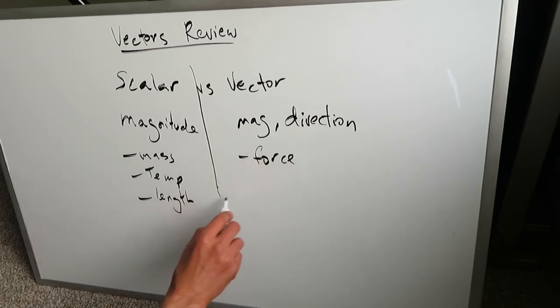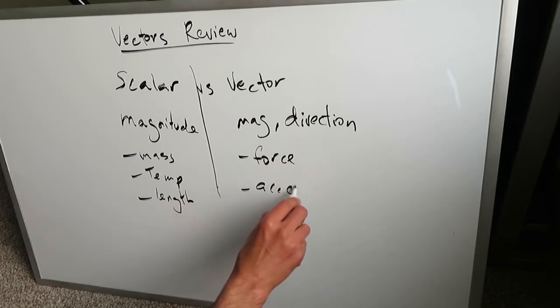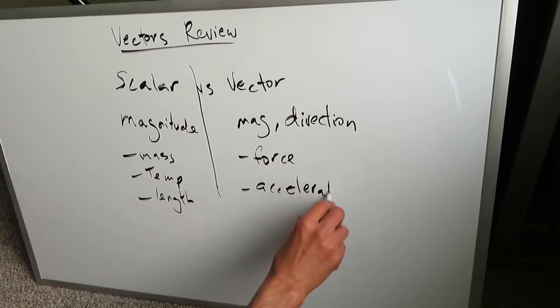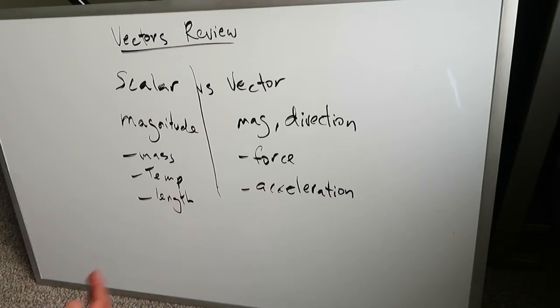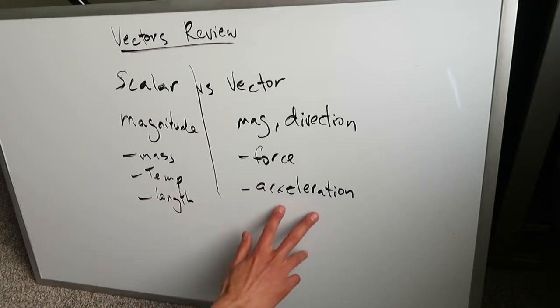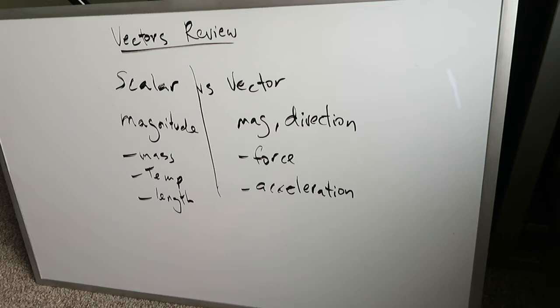Another example can be just acceleration. Acceleration is a multi-dimensional quantity. It depends on the change in speed over time. Not like a steady velocity, but a change in that velocity over a period of time. So you have multi-dimensional effects going on. So keep that in mind as we go through this review.